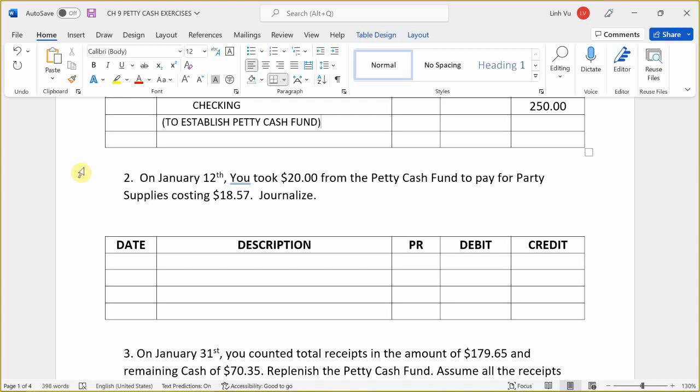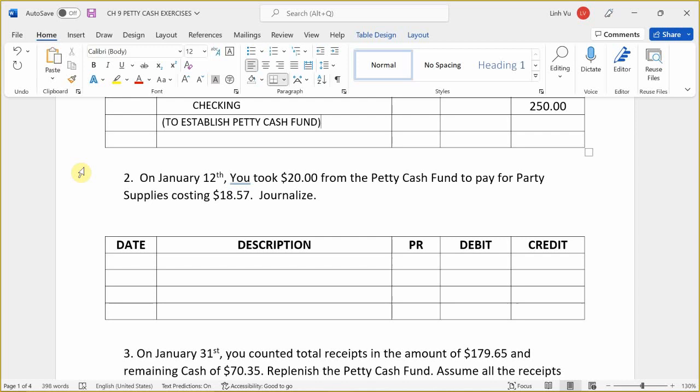You're going to do office supplies or party supplies, and then you're going to credit your petty cash for $20. All right, rule of thumb: you never, ever, ever touch your petty cash ledger. Why? Because it's made up of your receipts. It should be made up of your receipts.